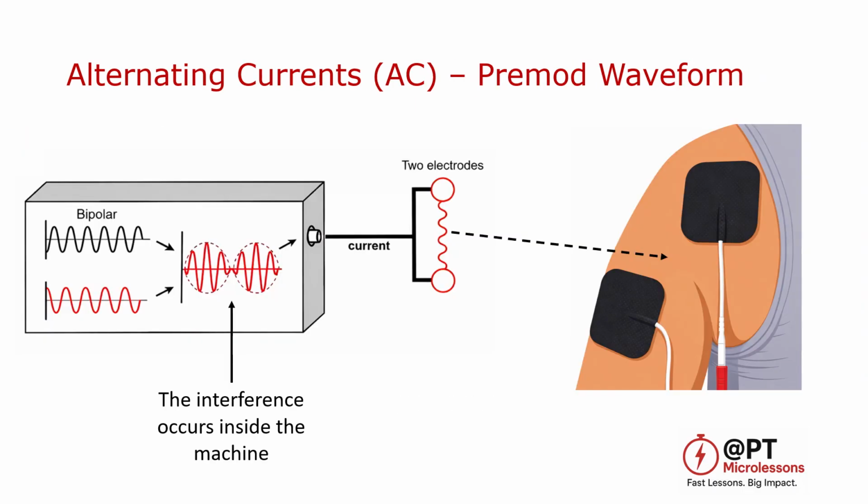Now this is premodulated current. It works similar to interferential current, but there's one key difference. With premodulated, the interference happens inside the machine, not in the tissue. So by the time the current reaches the patient, that beat frequency is already formed. And clinically, the goal is the same. This is used for pain modulation.